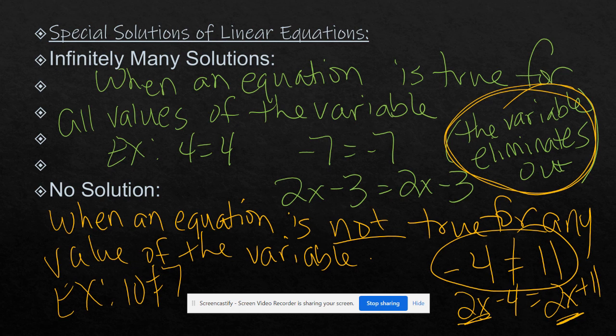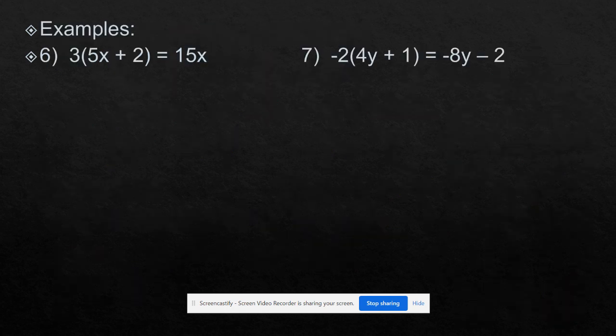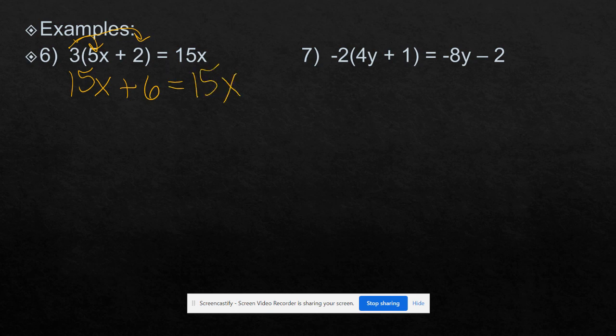Let's try a couple. I'm going to start with distributing to eliminate the parentheses. 3 times 5x is 15x, plus 3 times 2 is 6, equals 15x. I'm going to move my variables to the same side for like terms. The opposite of a positive 15x is a negative 15x, so we're subtracting.